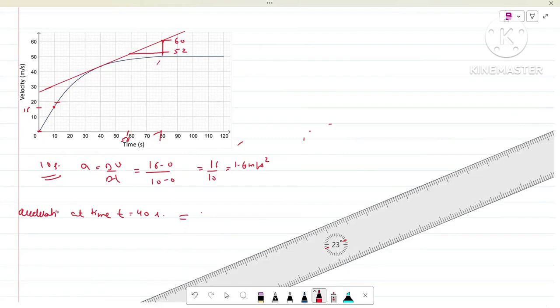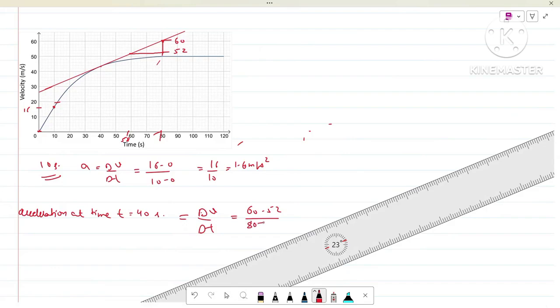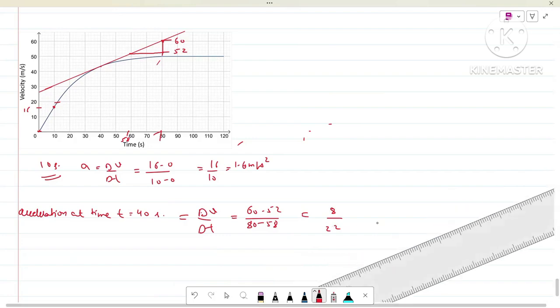And acceleration is again delta V by delta T. Change in speed is 60 minus 52, divided by time taken, which here is 80 minus 58. So it will come out to be 8 divided by 22, which is 0.36. So it is 0.36 meters per second squared. We can see the gradient is decreasing, so acceleration is decreasing.